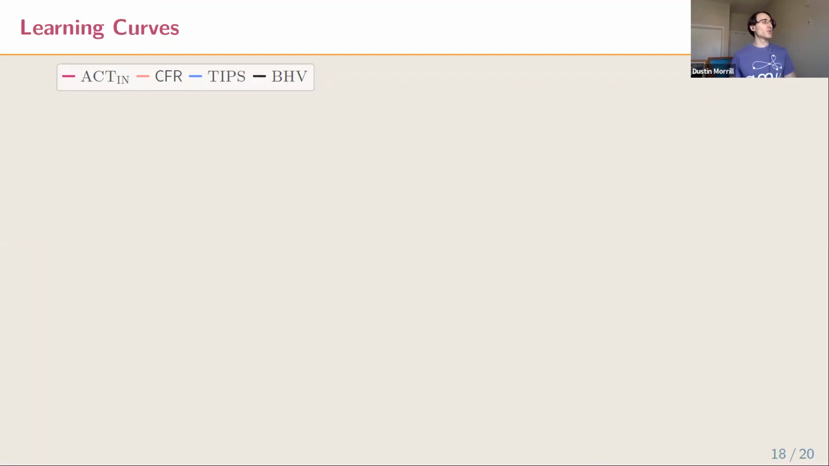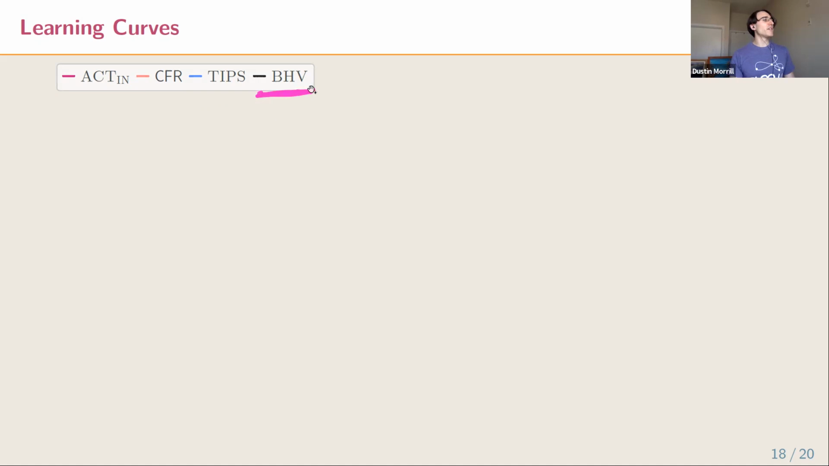Okay, so here I'm going to show some learning curves that are kind of representative. We have a lot more in the paper, but they're representative at least of the trends that we saw. So we're going to have 4 different instances of EFR. As I said before, we're going to have this ACT-IN algorithm that's kind of a proxy for PGPI or a reinforcement learning kind of approach. We'll have the traditional CFR algorithm, and then we'll have our TIPS instantiation of EFR. It's kind of the strongest partial sequence deviation version.